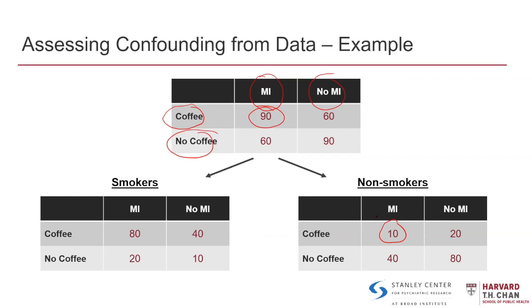20 of non-coffee drinkers were also in the MI group. We can see that 60 minus 20 would be 40. So we can fill the tables to have the smokers and non-smokers grouped by coffee consumption and non-coffee consumption.